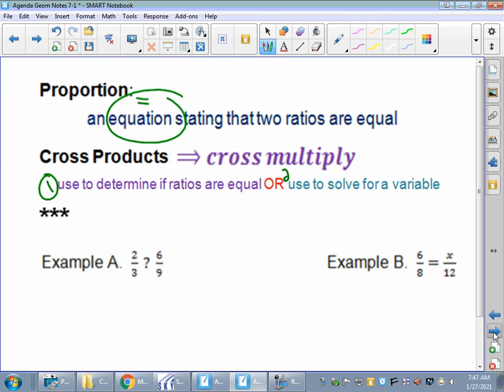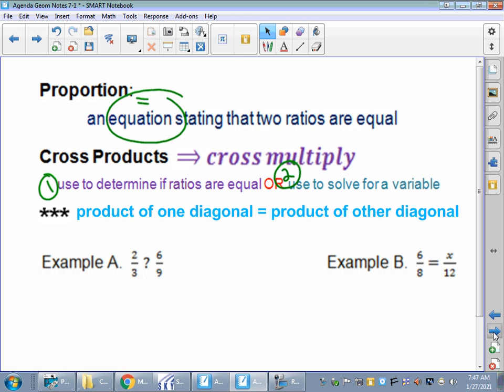And cross products or cross multiplying means the product of one diagonal has to be equal to the product of the other diagonal. Some of you learned some interesting ways, looks like a bow tie, all kinds of things, but you're doing the same thing.